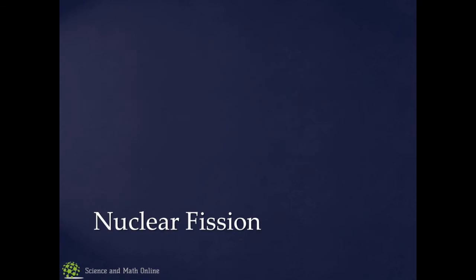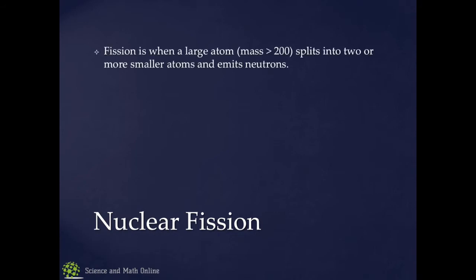All right, fission. So in terms of big nuclear reactions, there's two. There's fission and there's fusion. So fission is when a large atom, something with a mass greater than 200, splits into two or more smaller atoms and emits neutrons. So this isn't like the other nuclear reactions we've already seen where they just do alpha particles or positrons or electrons or neutrons, that kind of thing. This is we're literally splitting an atom into two more atoms.